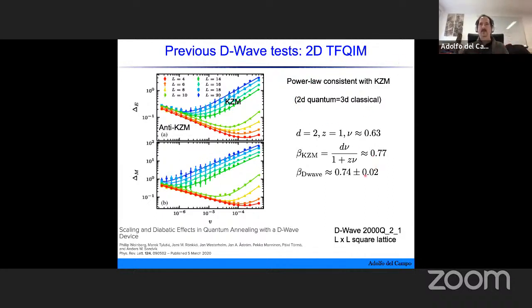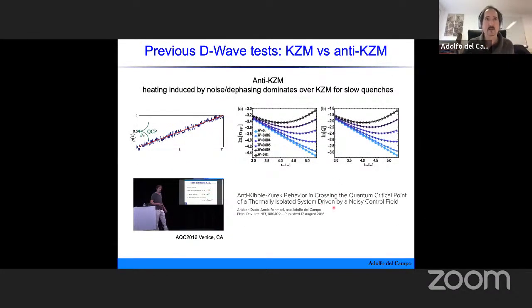And there was a reasonable match of the critical exponents with the Kibble-Zurek prediction. I think there may be some update in the theoretical understanding of this model from the group in Krakow. Now, I mentioned there was this heating they observed, and this is something we already predicted in 2016.